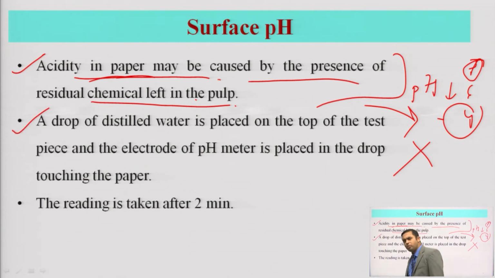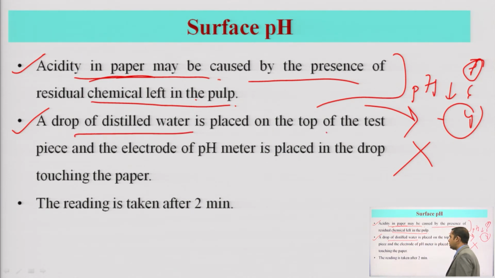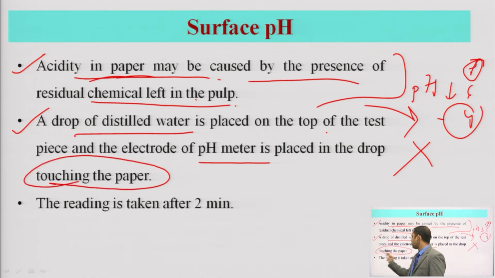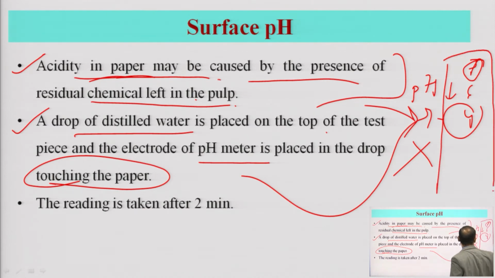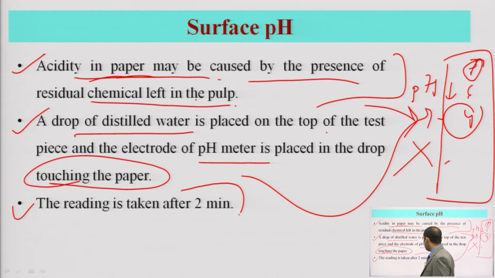I think all of you might have done some pH test in your school days, in your college days. You can also do it. It is very simple. Take one drop of distilled water on the top of the test piece of paper, and place the electrode of the pH meter touching the paper. It will give you some number in terms of the pH scale. Then the reading will be taken after 2 minutes. After 2 minutes, you may note the reading, whatever you are getting here.